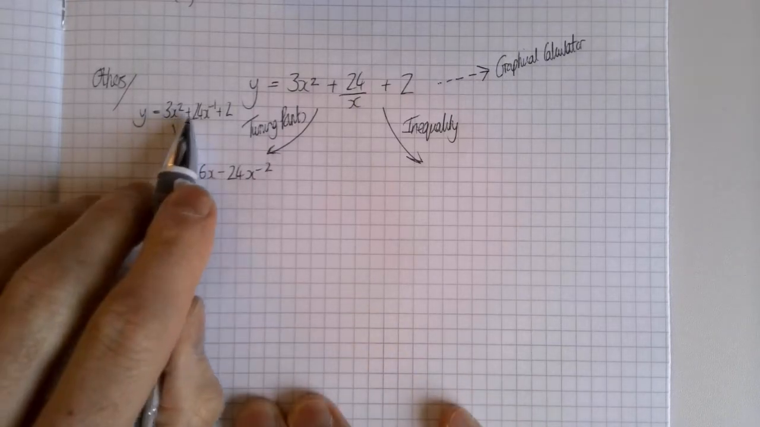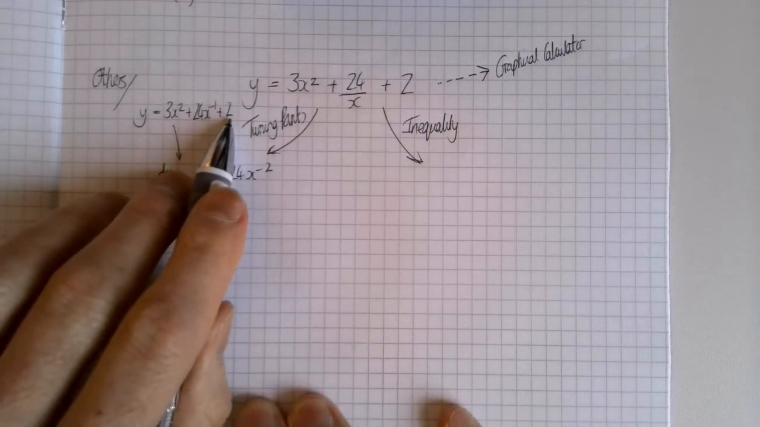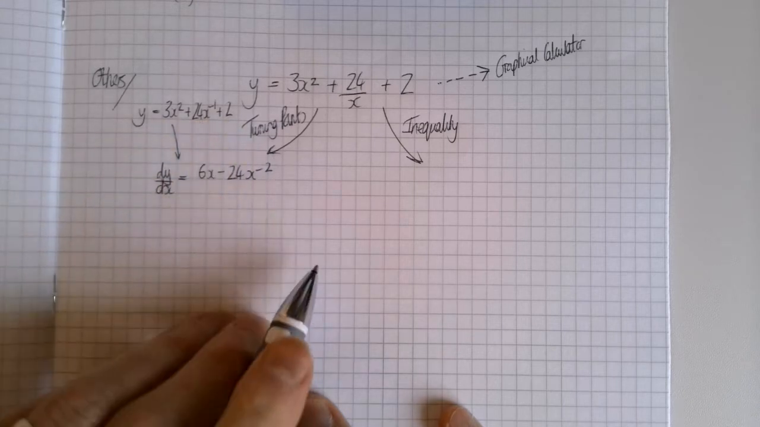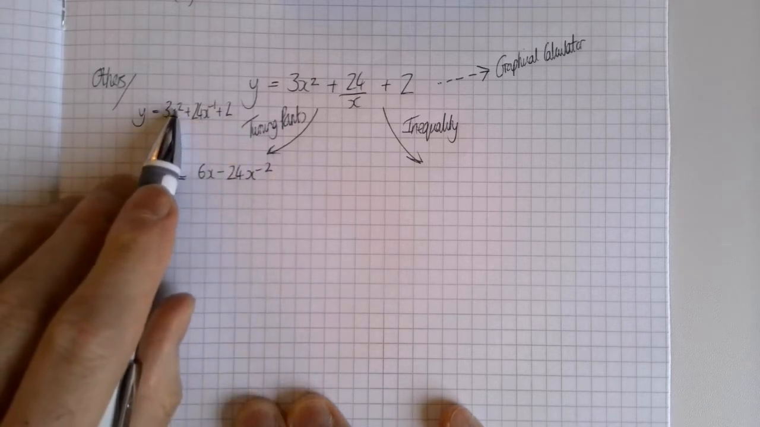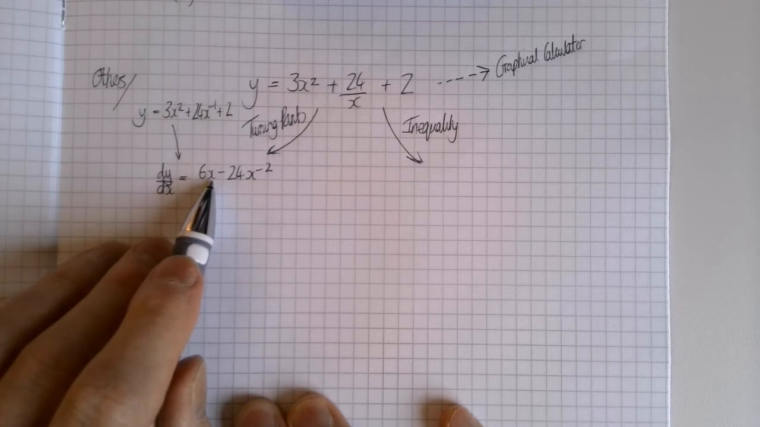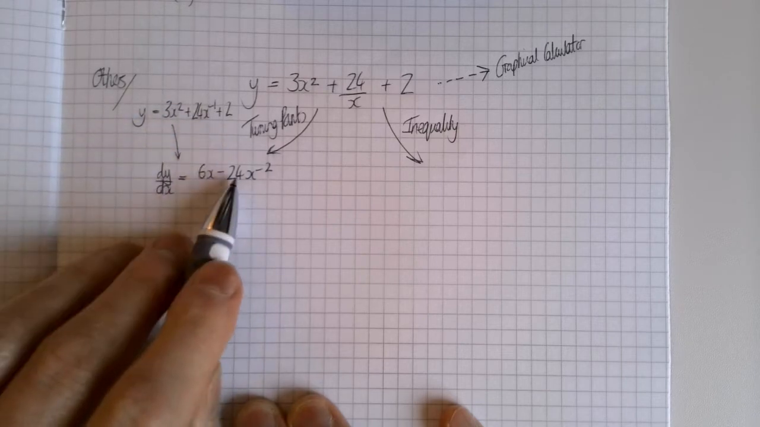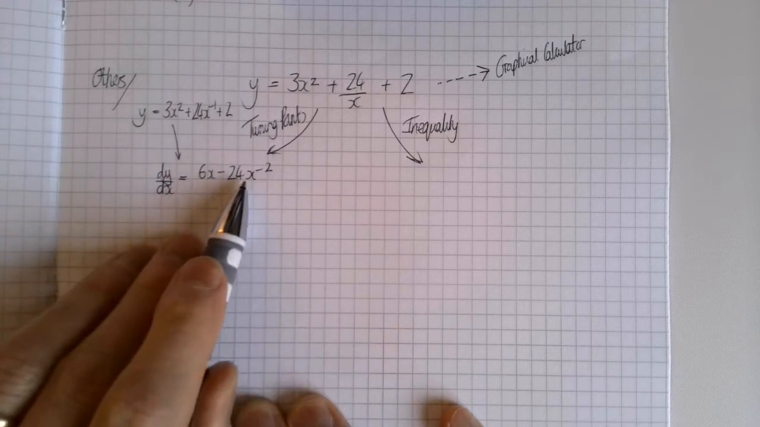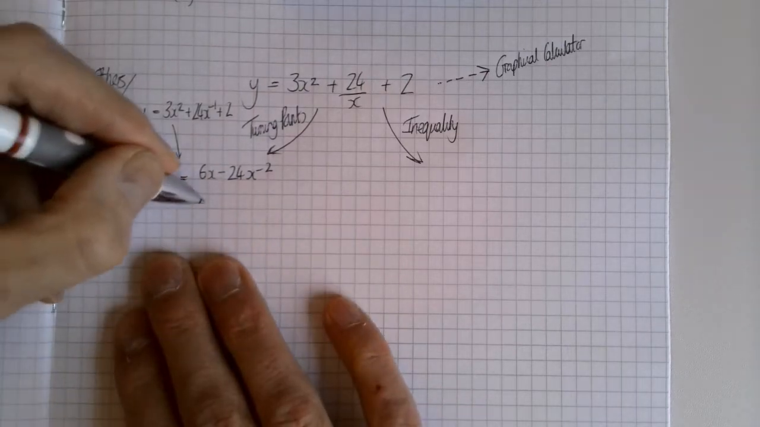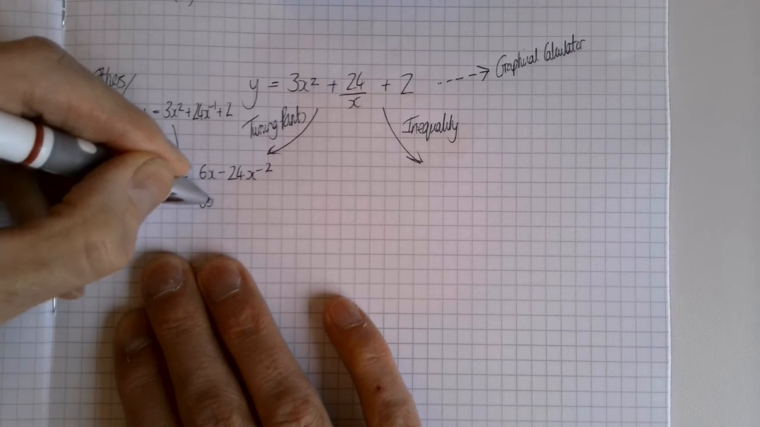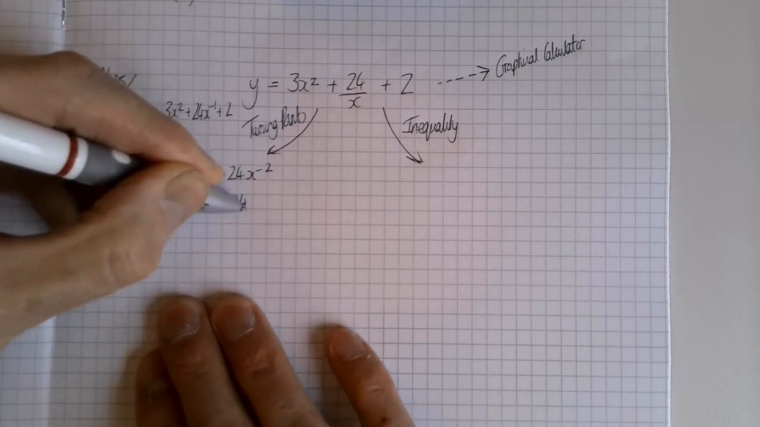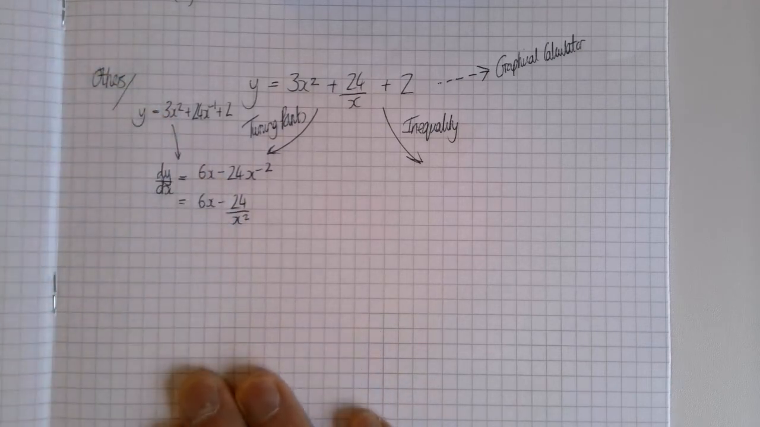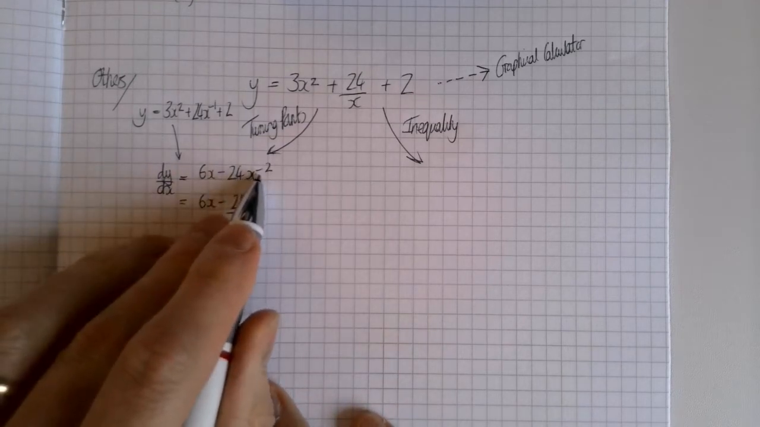Okay, so I'm hoping you rewrote it like this before you tried to differentiate it, writing it in index form. 2 times 3 is 6, reduce the power by 1. Minus 1 times 24 is minus 24, reduce the power by 1. The 2 disappears. And this is a key thing that a couple of people got wrong. That means this. It doesn't mean 1 over 24x squared. It means 24 over x squared. The 24 isn't involved in the negative power.